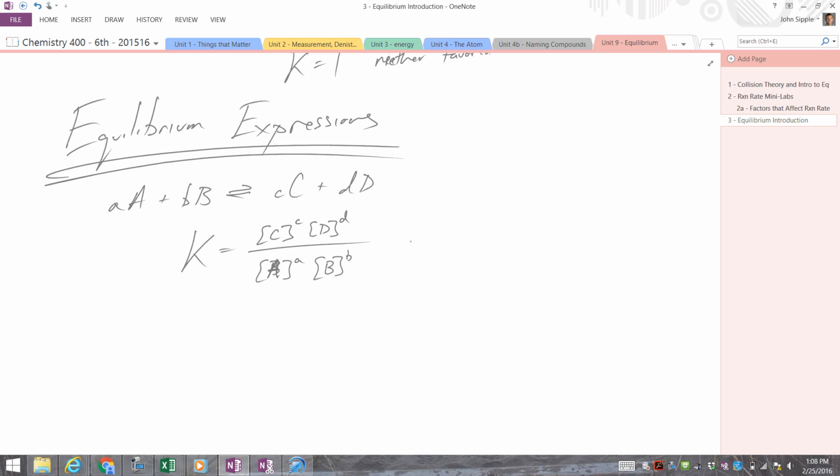Typically we're looking at concentrations. We're going to use concentrations, or you can use pressures if these are gases. If they give you the pressures of the substances, we can use pressures. But typically, you're going to get the values of each of your reactants and products in terms of concentration, because you're looking at their concentration in solution.